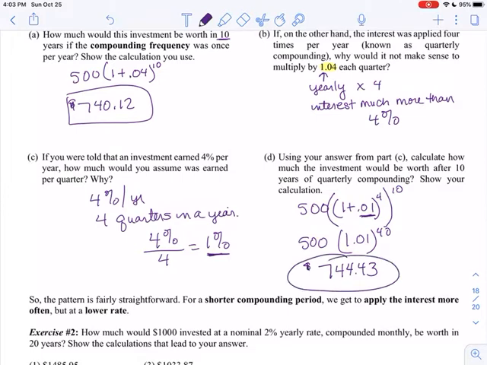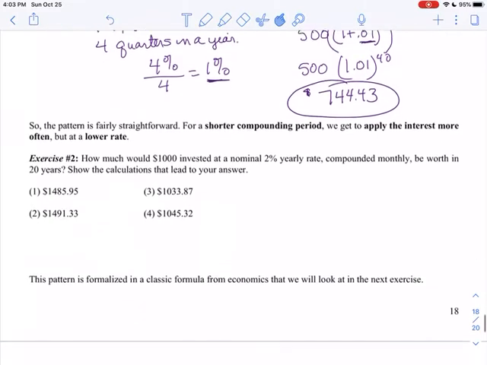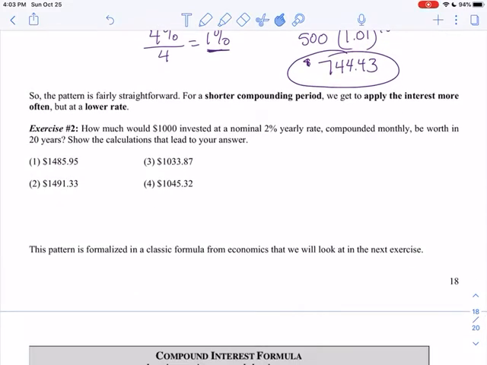And I get $744.43. Now you might say, that's not really a huge difference: 744 versus 740. Well, I'm only talking about compounding quarterly, and only about $500. If you're talking about thousands and thousands of dollars, it makes a huge difference. Let's look at the next problem.